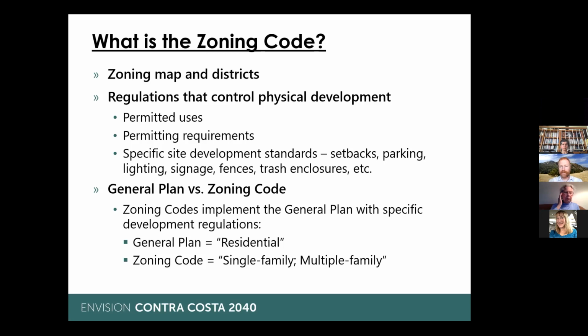Other sections of it talk about what the permitting requirements are, what you have to do to get a permit for such and such use on such and such property. And so the zoning code really implements the general plan. It gets a finer level of detail.